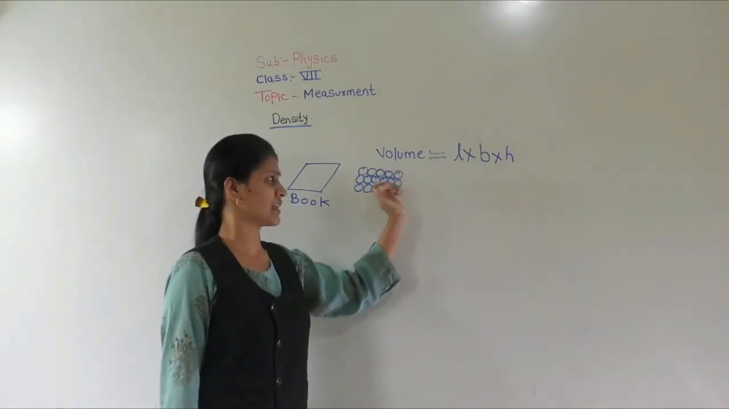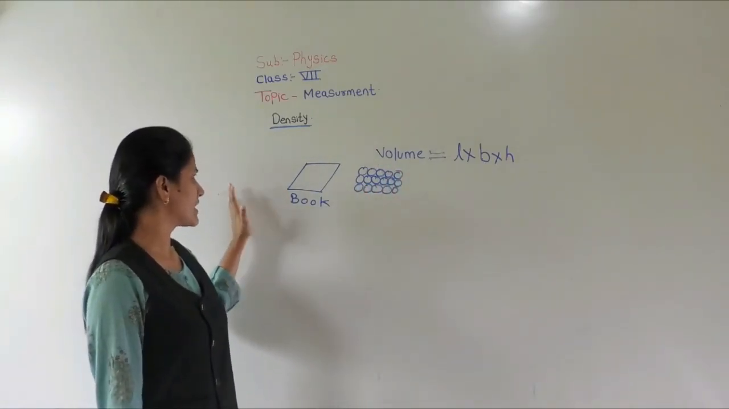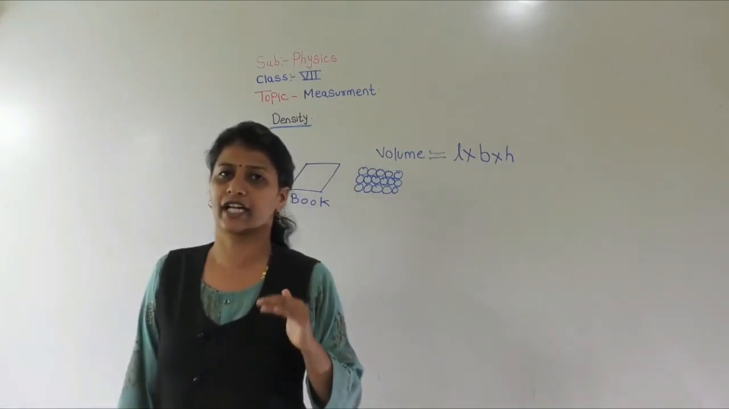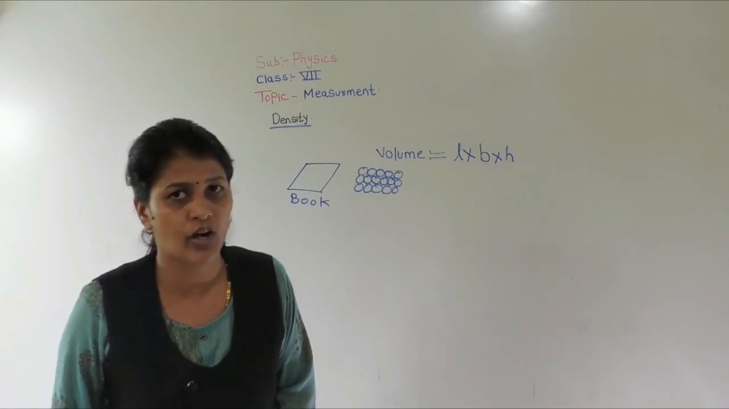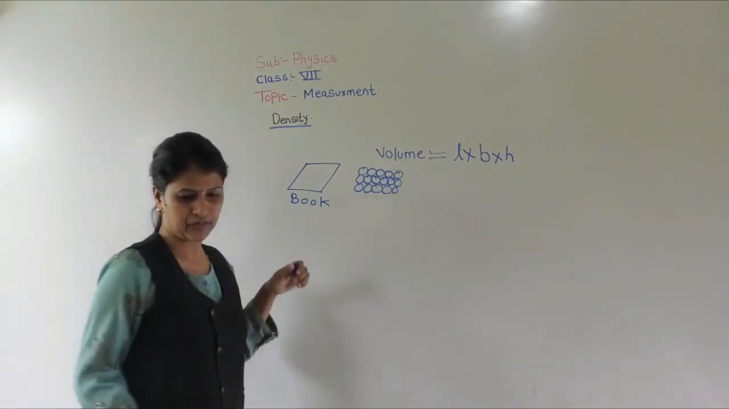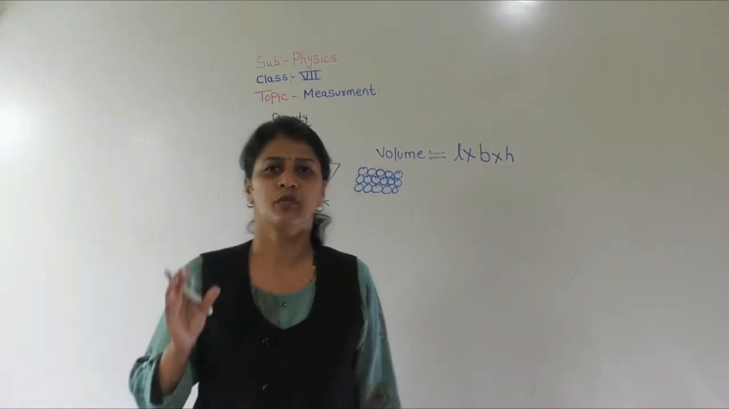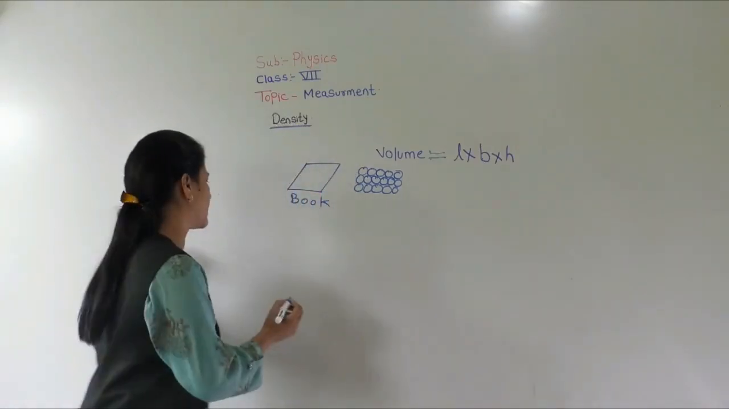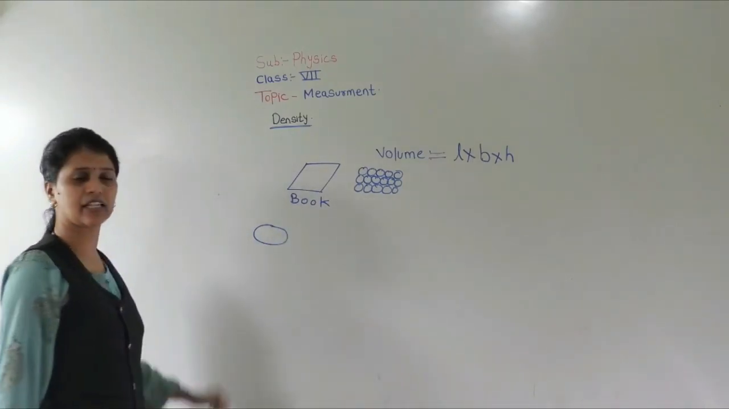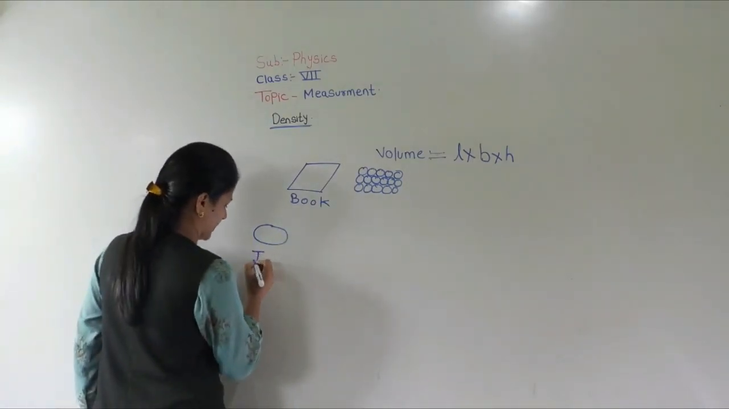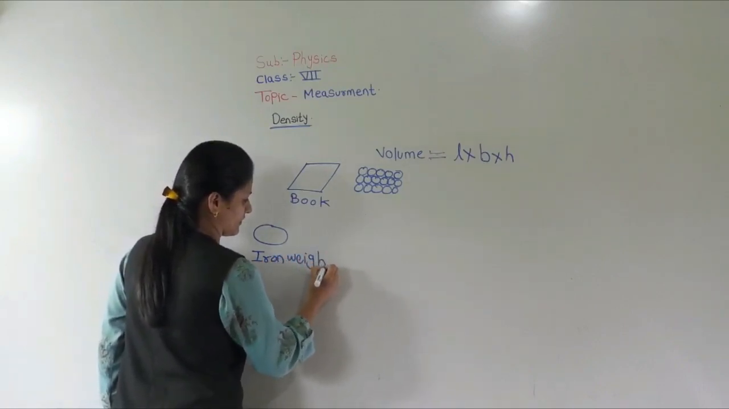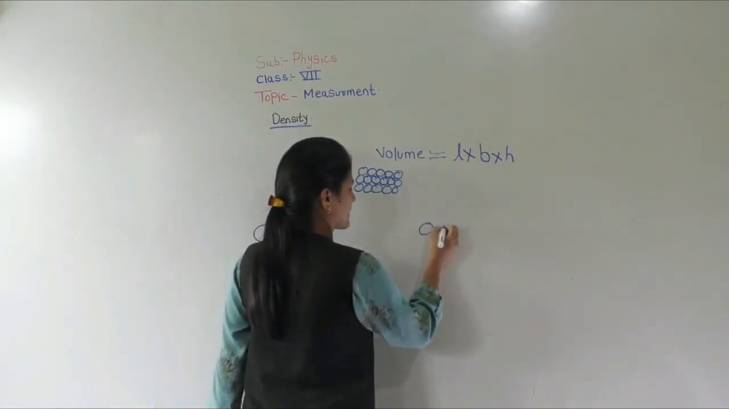So now see, the space occupied by the particular object is called volume. Now we will learn that if we take some quantity, if I take here an iron weight, do you know iron weight? And here I will take some cotton.